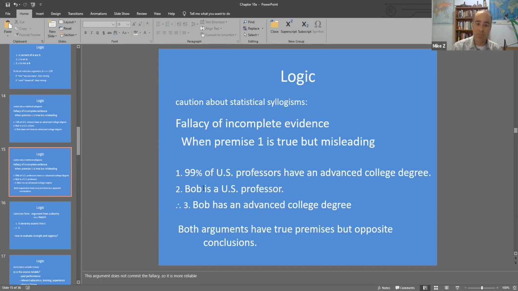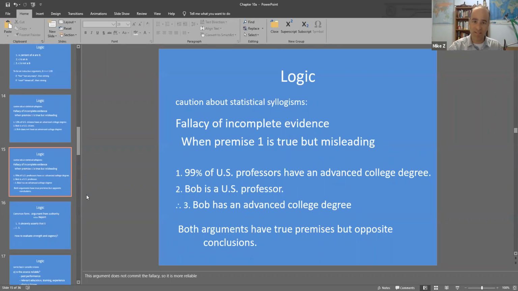And this is a more faithful argument, right? 99% of US professors have an advanced college degree. Bob is a US professor, so therefore Bob has an advanced college degree. So both arguments have true premises, but obviously they have opposite conclusions. So which is more reliable? It seems as though the previous argument was committing this fallacy of incomplete evidence. And so this one is the more reliable one, because the statistic being cited here is more directly relevant to whether Bob has an advanced college degree or not.